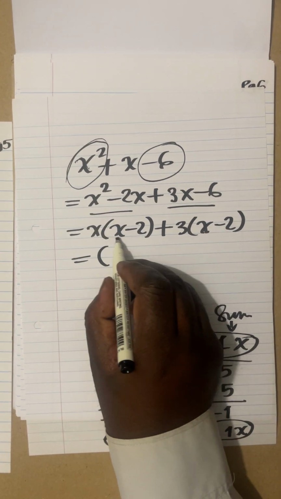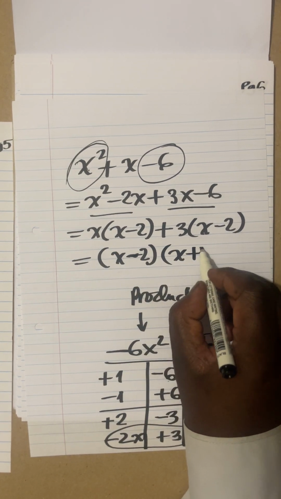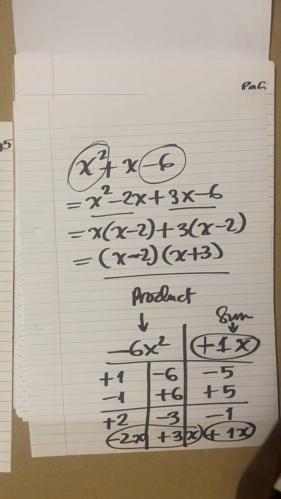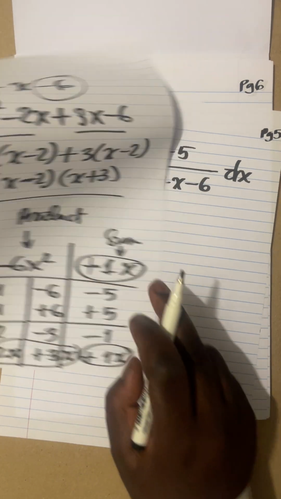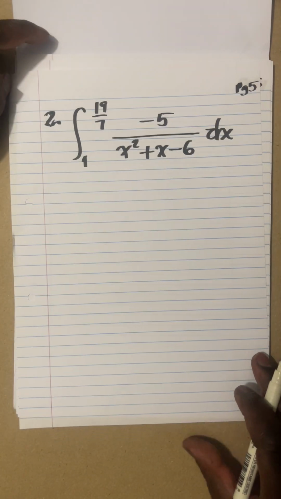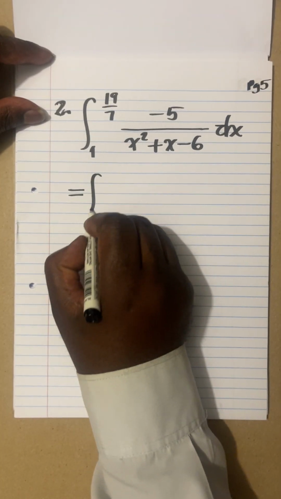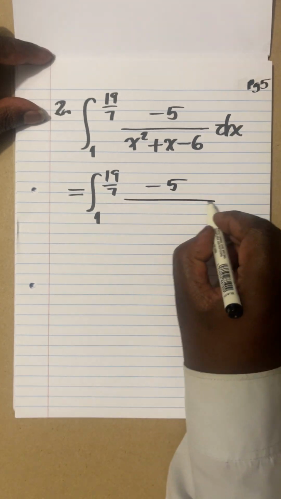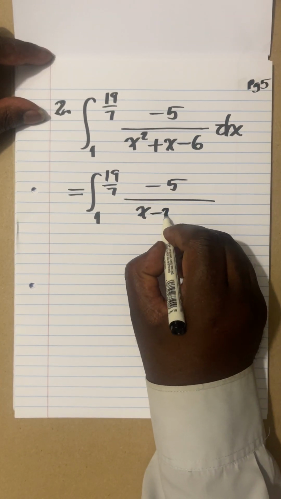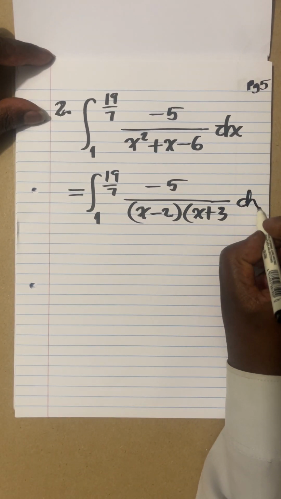So you can clearly see that the common factor is x minus 2, and the other bracket must contain x plus 3. That completes the factorization of this trinomial. So remember, I have x minus 2 and x plus 3. Now we can rewrite this as the integral from 1 up to 19 over 7 of minus 5 all over x minus 2 and then x plus 3 dx.